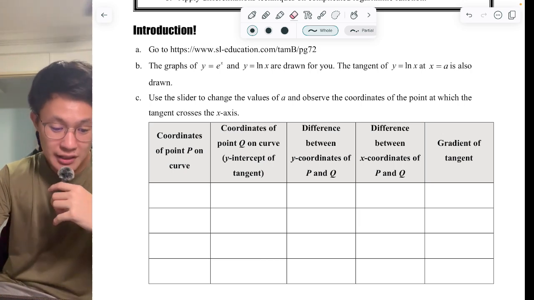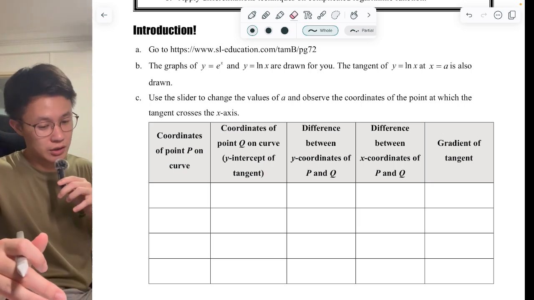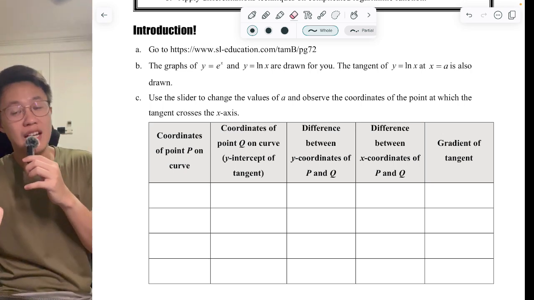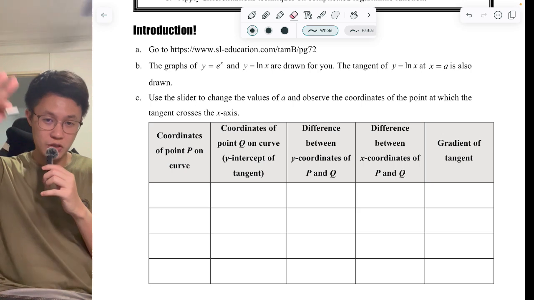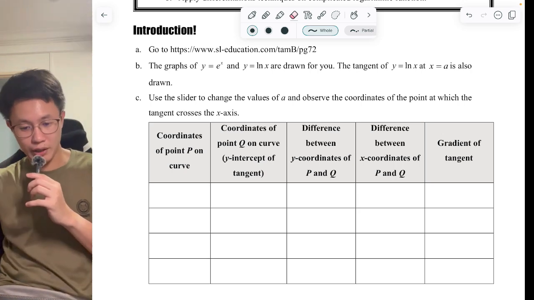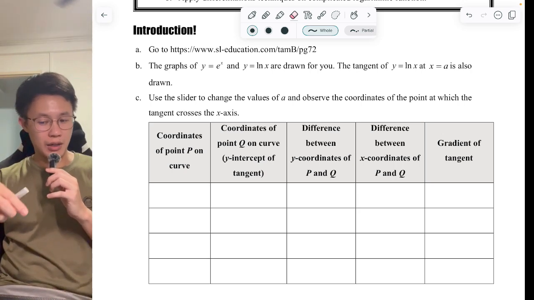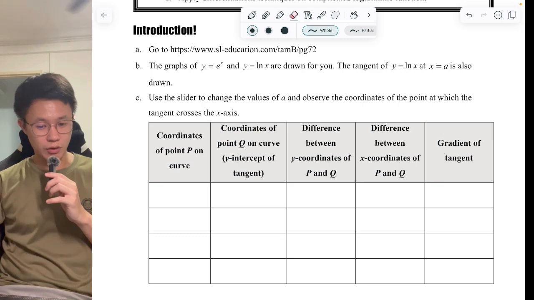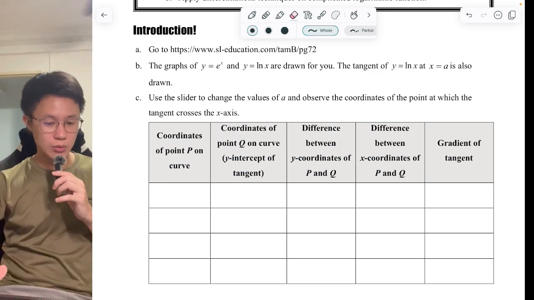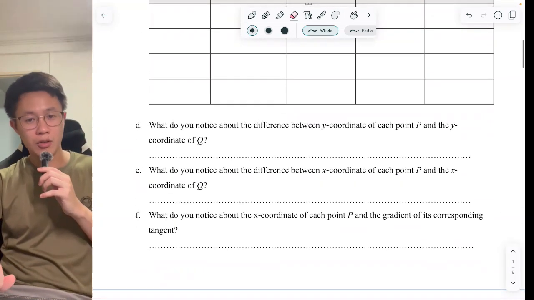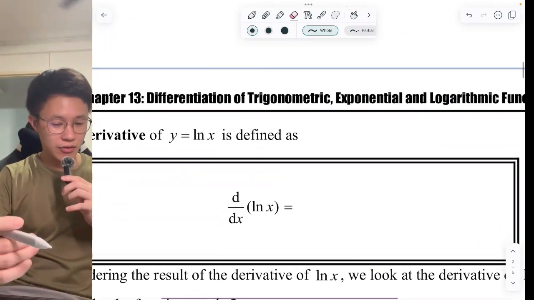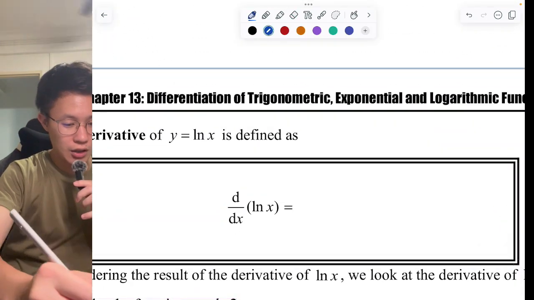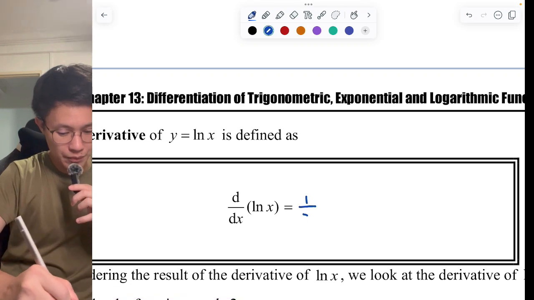For the secondary 4 syllabus, we will focus on the natural logarithm because it's in connection with the exponential function in some sense, right? Honestly, you can convert between the exponential and the logarithm functions quite quickly just by manipulating the power and so on. And when we do that, we notice that the tangent of y equals ln x gives us a very unique graph, and it is in fact the reciprocal graph, 1 over x, right?